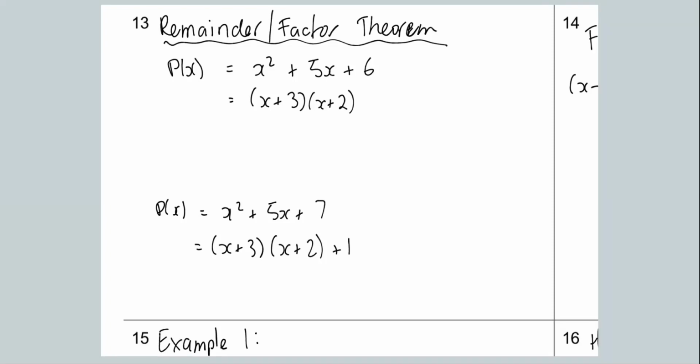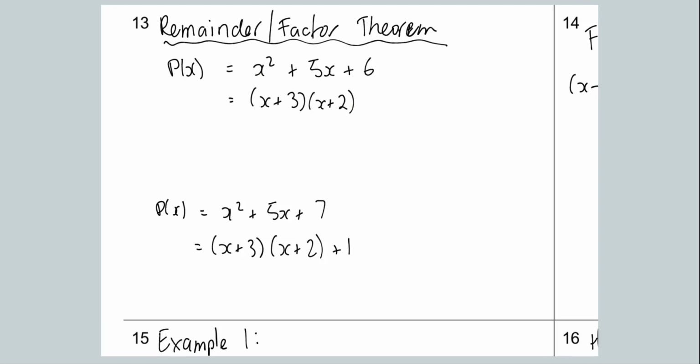The remainder or factor theorem is a fairly straightforward kind of concept, really, and it brings together some of the things we've been looking at so far in the course. So I'm going to take you back to the polynomial that we had a look at a couple of videos ago, which is p of x equals x squared plus 5x plus 6. It's a polynomial function. We know that it can be factorized into x plus 3 times x plus 2.